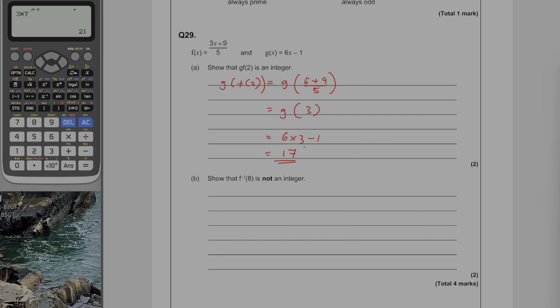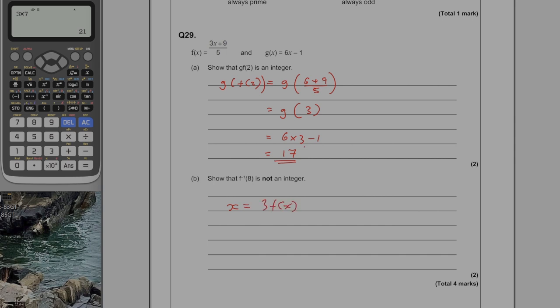And part B, show that the inverse of 8 is not an integer. Right, so I'm going to work out the inverse first of all. The way I'm going to do that is I'm going to switch f of x and x over and then rearrange. So that would say then that x is equal to 3 f of x plus 9 over 5. And then if we rearrange that, that would be 5x minus 9 all over 3 is equal to f to the minus 1 of x.